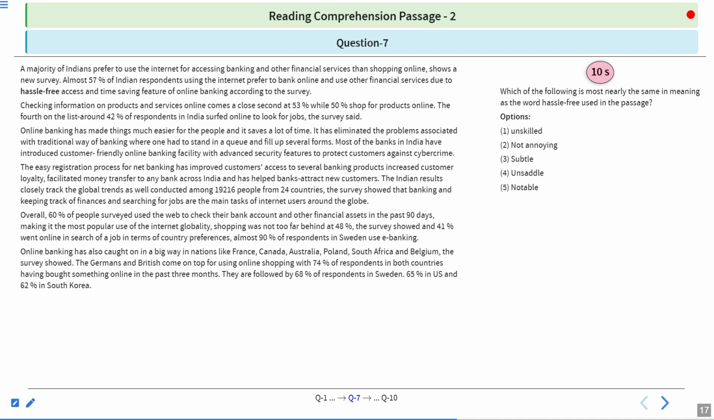The next question and the passage the same. Which of the following is most nearly the same in meaning as the word hassle-free used in the passage? Options are unskilled, not annoying, subtle, unsettled, notable. You have 10 seconds to choose accordingly, and your time starts now.